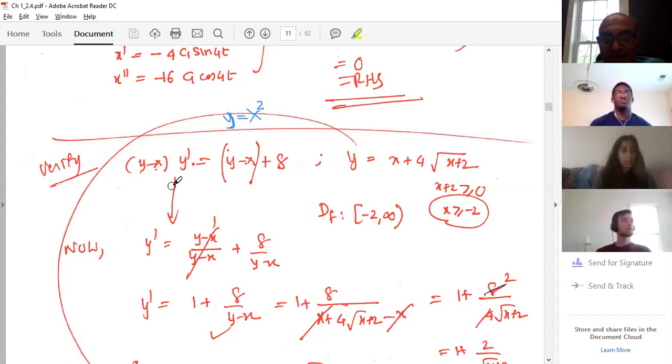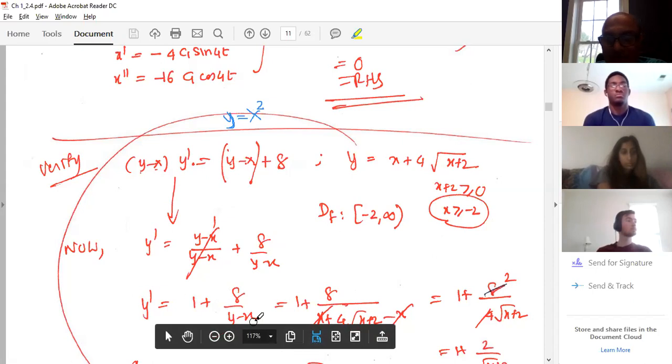So y dash equal to... now y dash, I want to verify this thing. Let me divide by y minus x throughout. So this is not y dash, I'm sorry, this is just y minus x divided by y minus x plus 8 over y minus x. Means it's 1 plus 8 over y minus x.